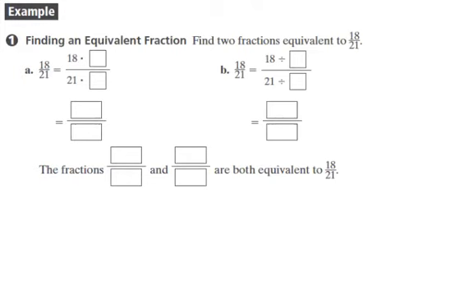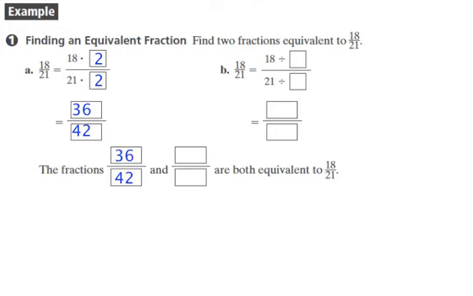Now we're going to find equivalent fractions. We're going to find two fractions equivalent to 18 over 21. You can do it by multiplying both the top and the bottom by the same number. So we're going to multiply 18 and 21 both by 2. 18 times 2 is 36. 21 times 2 is 42. So 36 over 42 is an equivalent fraction.